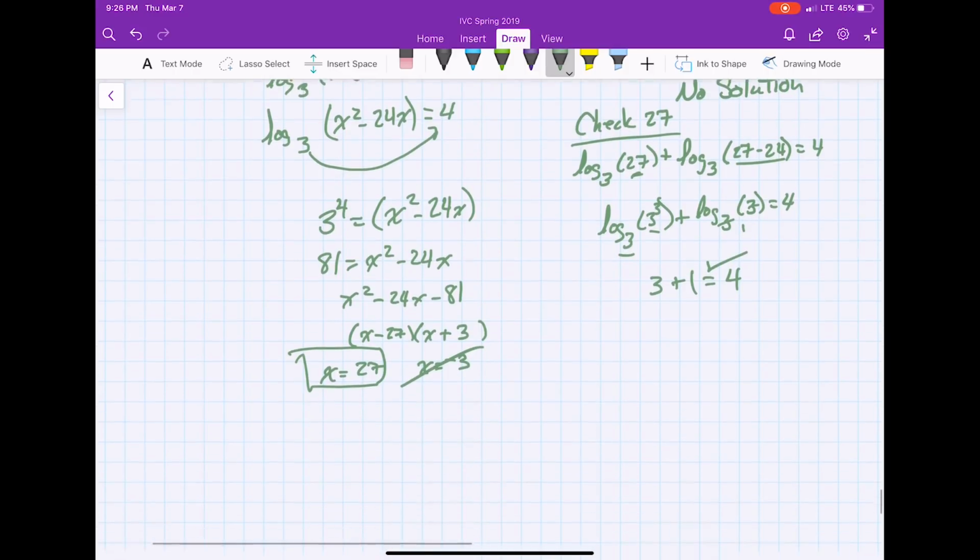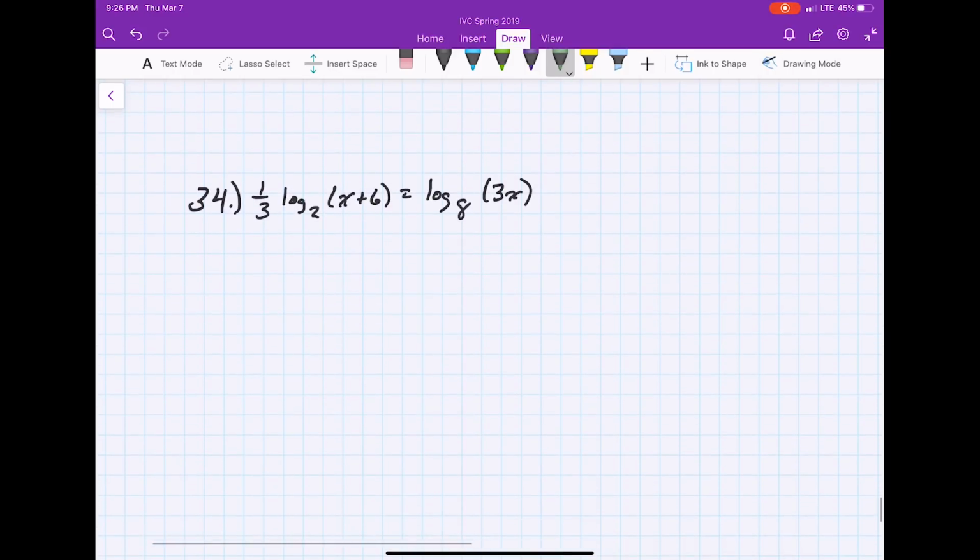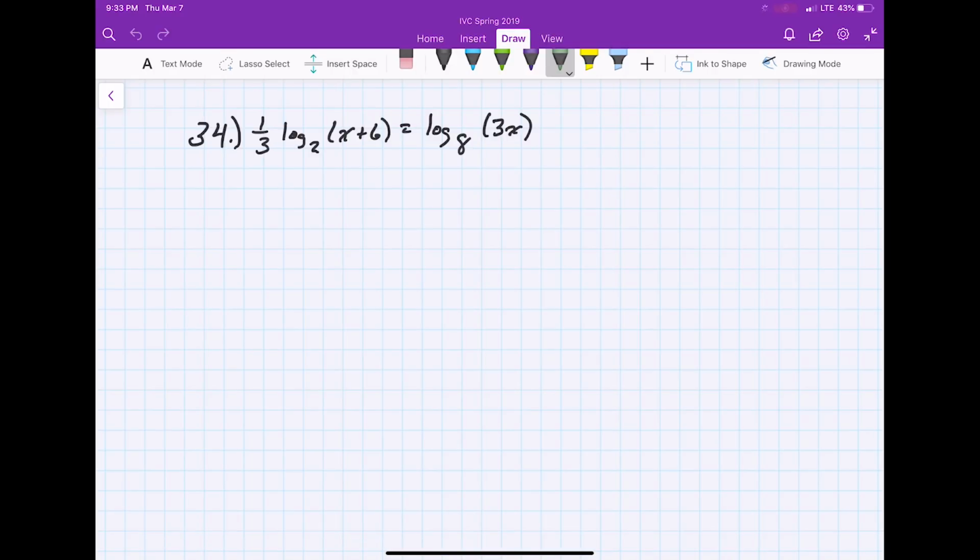So there you go. There's number 33. 34. Oh my gosh, hold on to your butts. These bases do not match. Oh no!